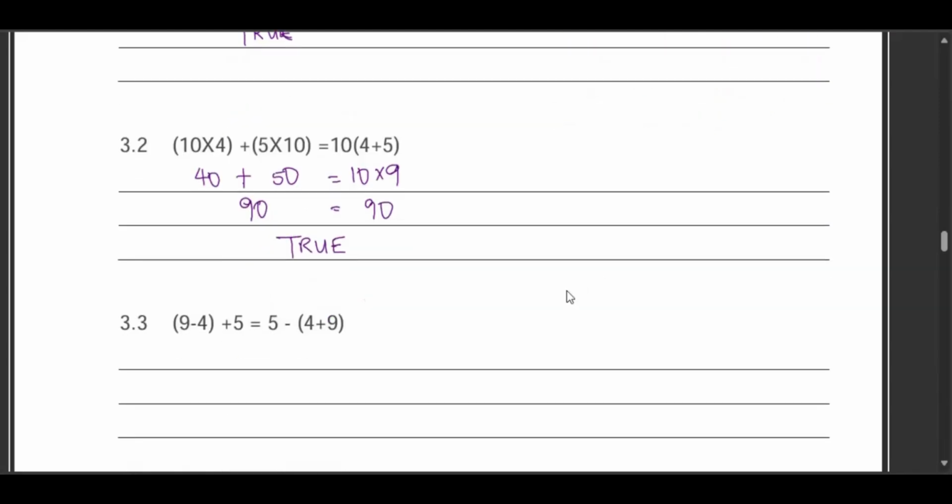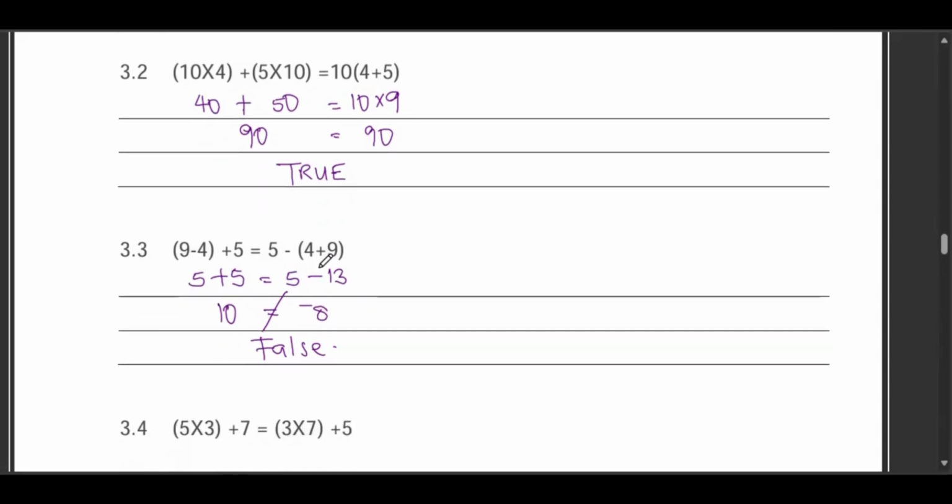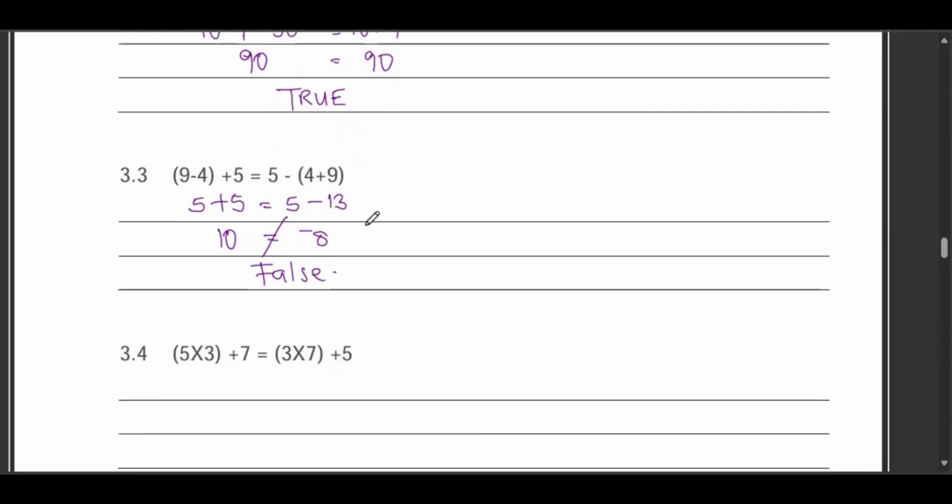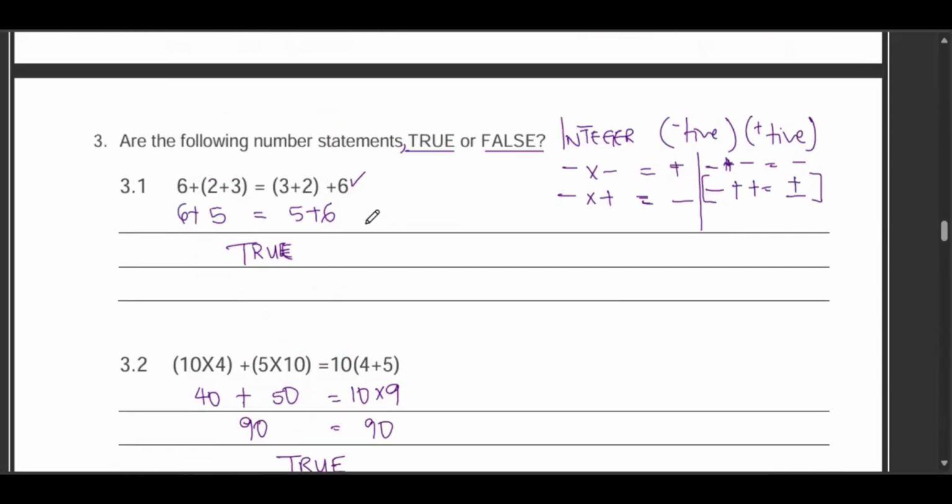3.3, let's look at that. It says 9 minus 4 plus 5 equals 5 minus open bracket. So let's test and we see. When we subtract this, we remain with a 5 plus a 5, which is a 10. Is it equal to 5 minus 13? Here, the answer, you get a negative 8. So this is not true. So what do you write? You write false. We are testing to find out whether these statements are true. 10 is not equivalent to negative 8. That's finished.